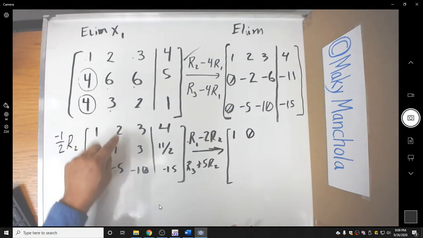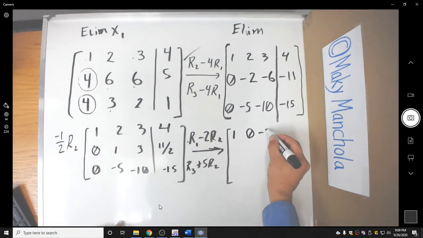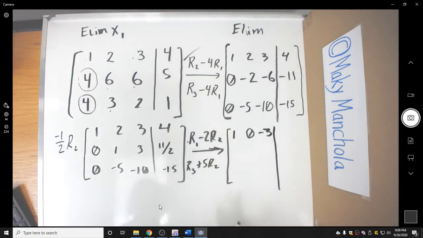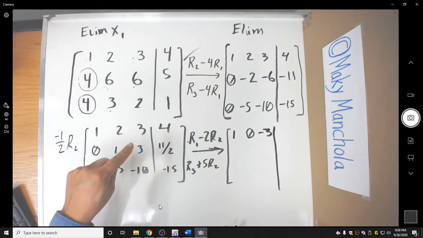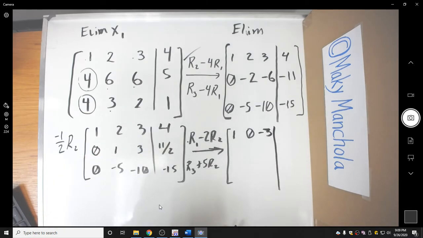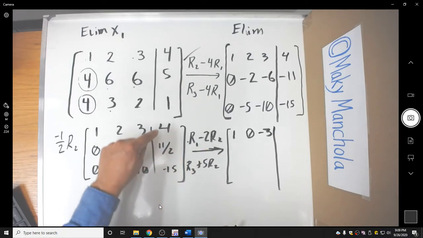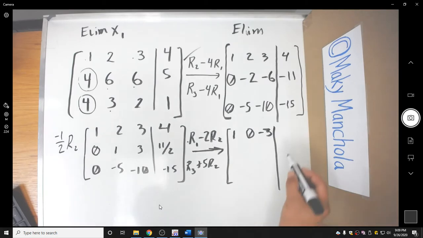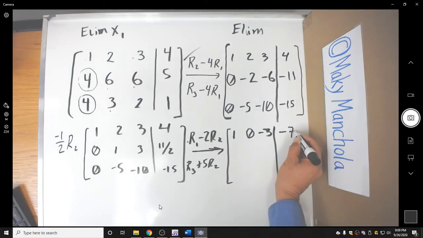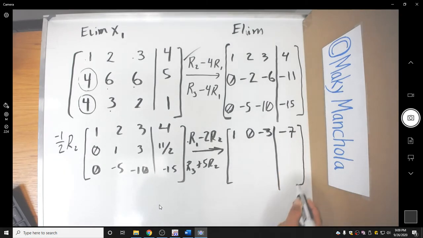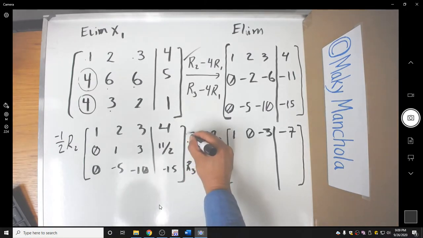Here we have 3 minus 6, which is negative 3. And then we're multiplying row 2 by negative 2, so that becomes negative 11. 4 minus 11 is negative 7. Okay, so we're done with that one.